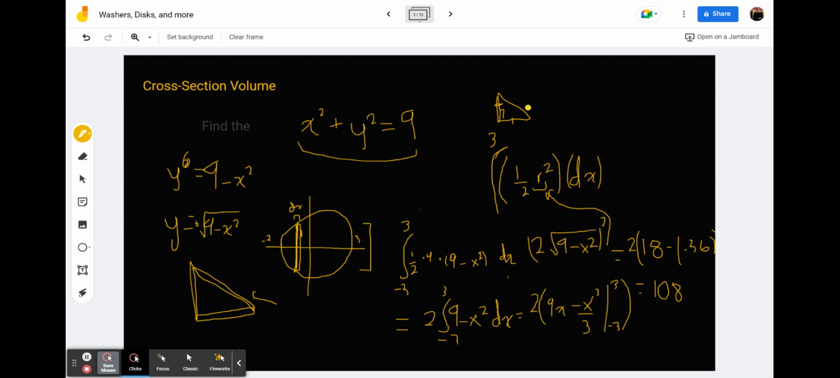And now also notice that this height of the triangle wasn't constant. It was changing across our shape. And we had to account for that in our function.